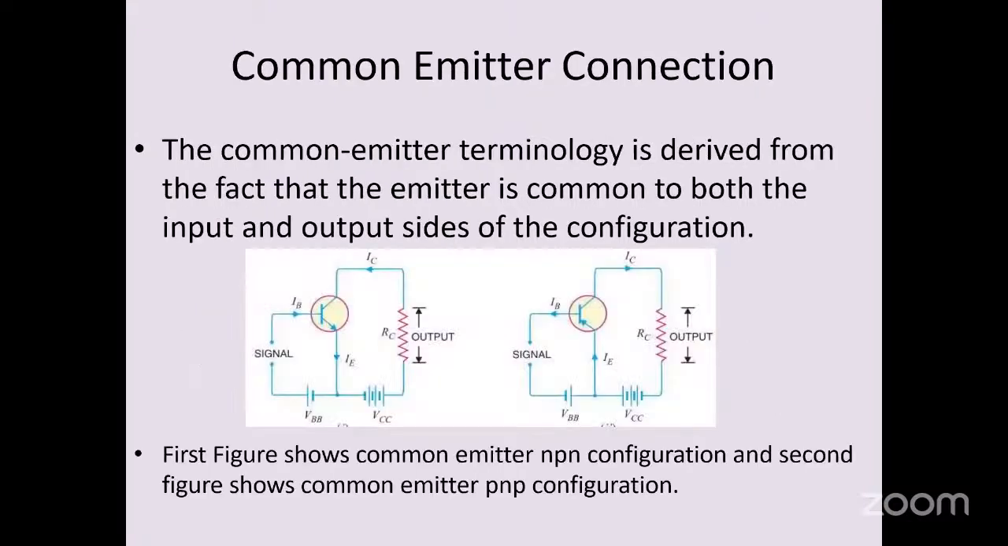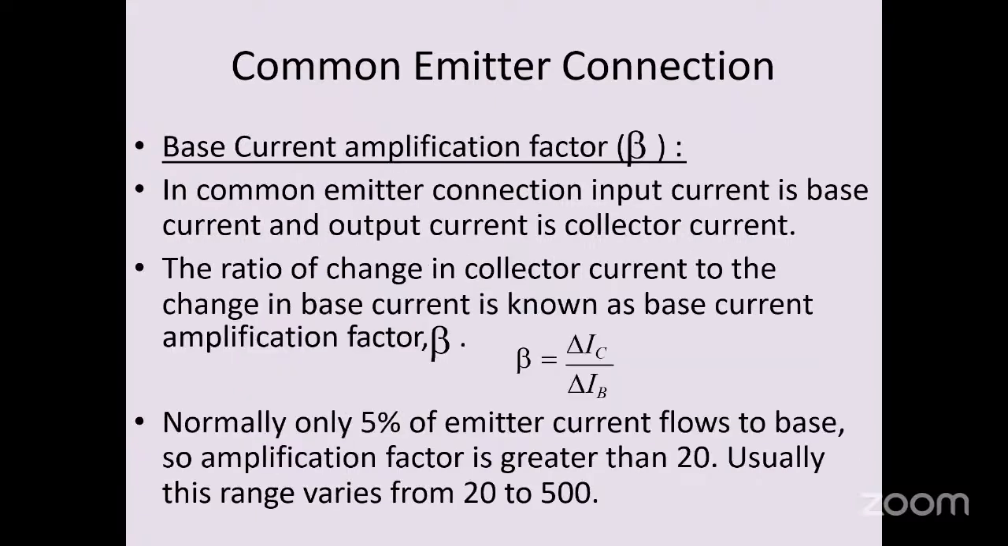Common emitter. The emitter is common for input and output, both. Here is the amplification factor beta. It is the ratio of the change in the collector current to the change in the base current, delta IC by delta IB, which is the amplification factor.